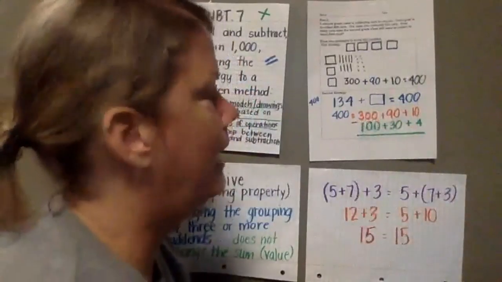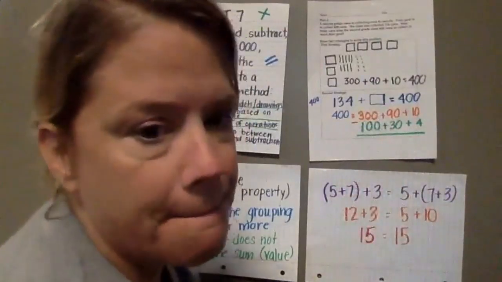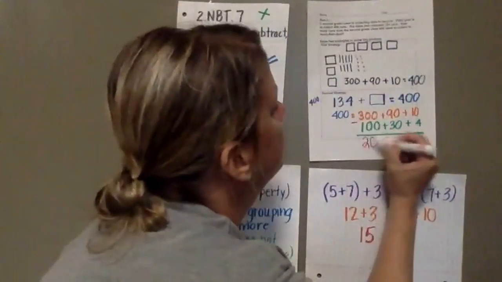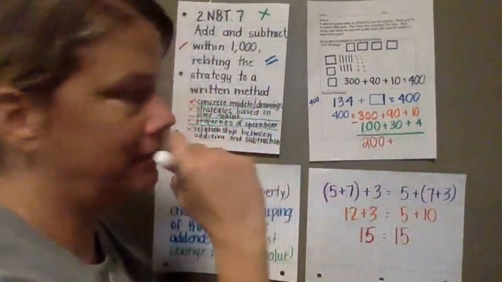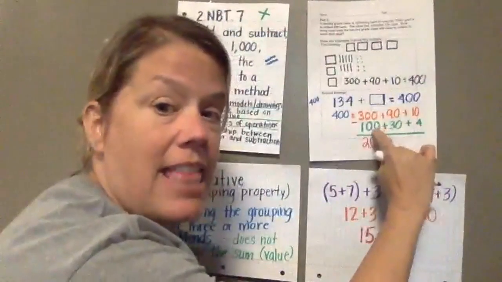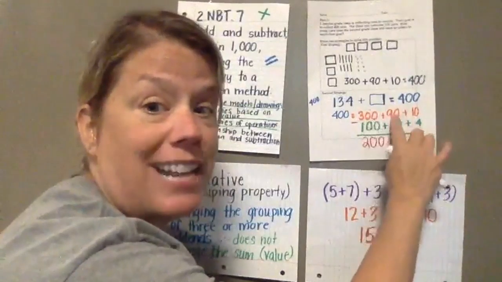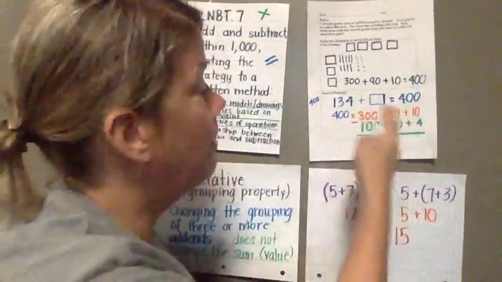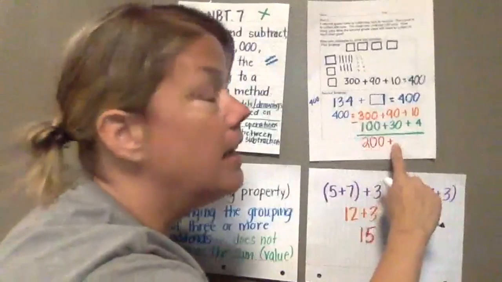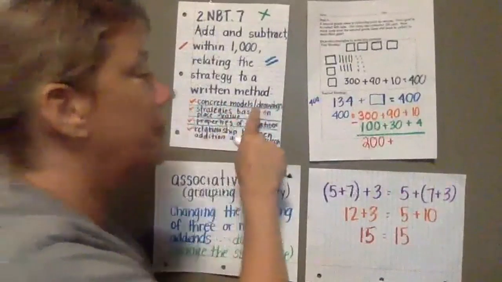So I know I can say 300 minus 100 is what? 200. I know you're like, what are you doing, Miss Street? If I go horizontally this way, this is my 134 that I'm subtracting from 400, which is my 390 and 10. Okay? But I'm showing you how to subtract. And for my answer, I'm going to have to add my hundreds, my tens, and my ones. So we're really focusing on strategies for place value.